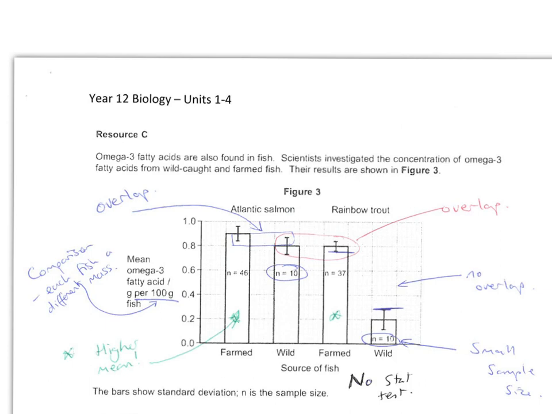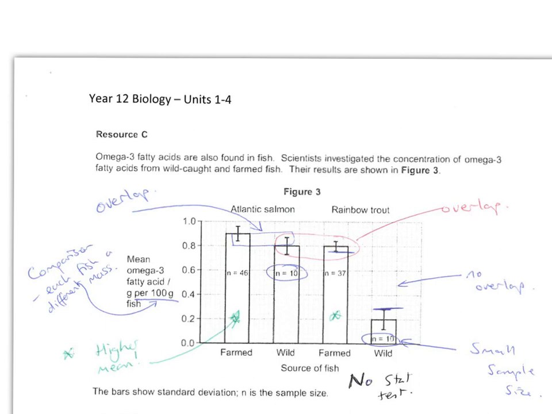There's another against point. If you're going to generalise that farmed produces more omega-3, then you'd hope it'd be with every single species. And there's actually an overlap between the two different species. In fact, the means are the same as well. There are other against points as well.